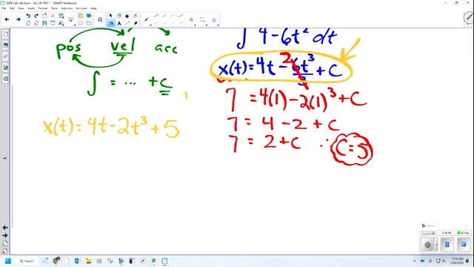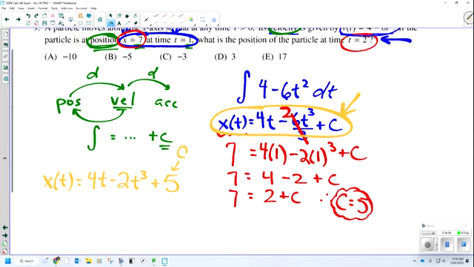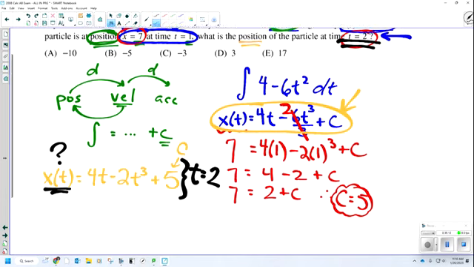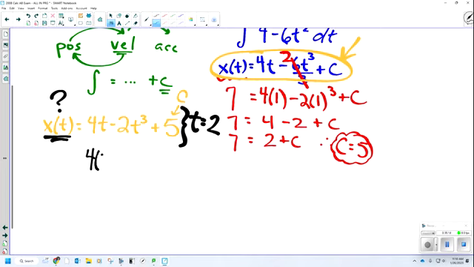My c is 5. So once I have this equation, they're asking me, okay, what is the position? So I need to figure out what is this, okay, this x of t, of the particle at time 2, at a t value of 2. I'm going to use this equation, all right? And let's go ahead and do that, and we'll be done. 4 times 2 minus 2 times 2 cubed plus 5.